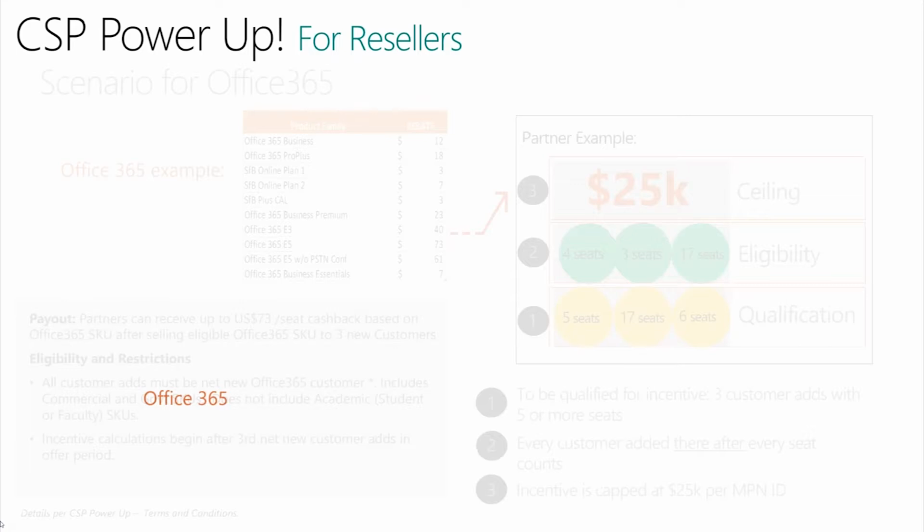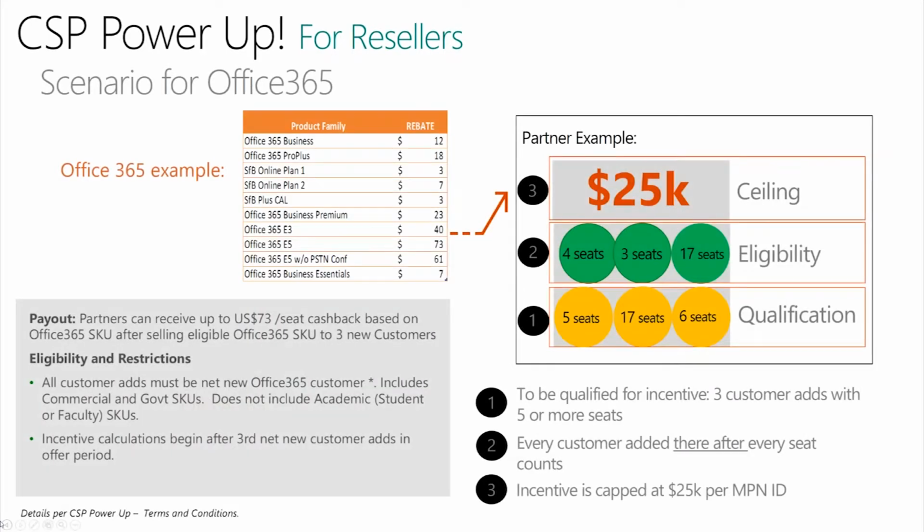This is just an example. So you can see on the bottom box there, number 1, they have 3 deals. One has 5 seats, one has 17, and the other has 6. That qualifies them, so they're across the border. Everything after that is eligible, whether it's 3 seats, 4 seats, or 50 seats, and then it's capped at $25,000. So they can earn up to $73. So obviously $73 is for the E5.